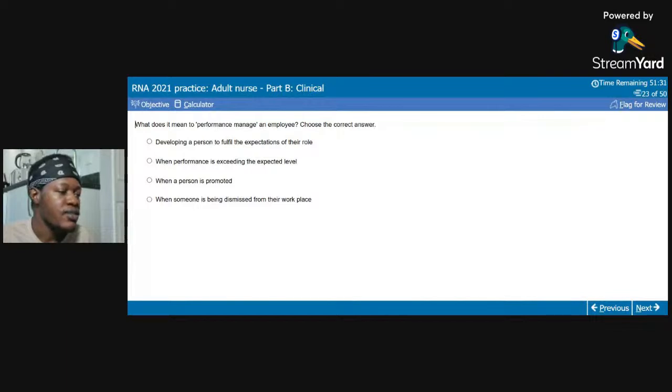So the option says developing a person to fulfill the expectations of their role. When a person is promoted, no. So the first option is our answer.